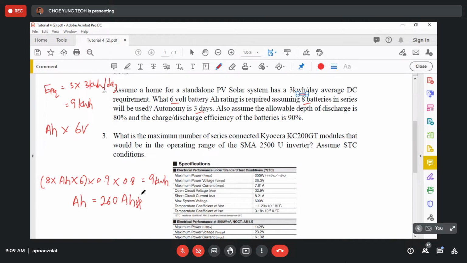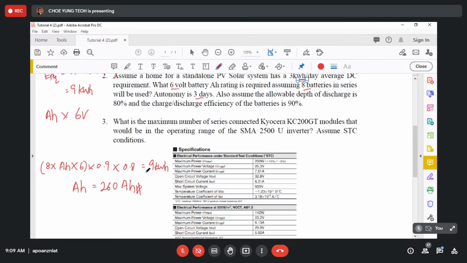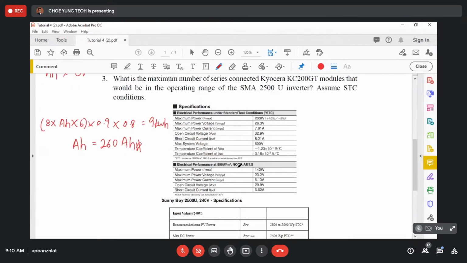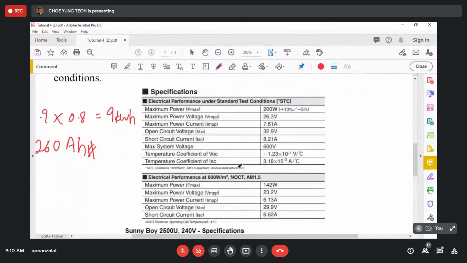Okay, then the next question. What is the maximum number of series connected Kyocera KC200GT modules that could be in the operating range of the SMA 2500U inverter? Assume STC conditions. So it means that the temperature is 25 degrees Celsius, and the irradiance is 1000 watt per square meter. So we have to check the voltage for one solar module. Here we have the VMP and VOC.